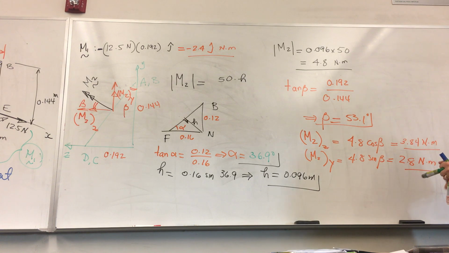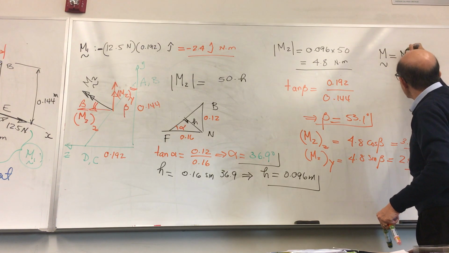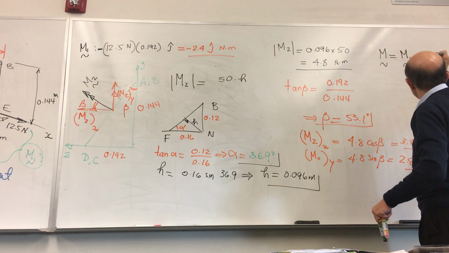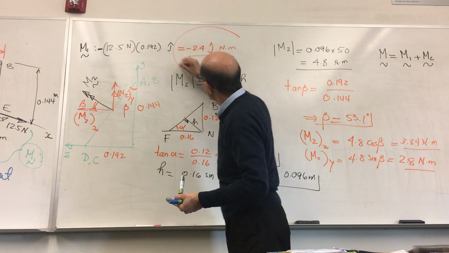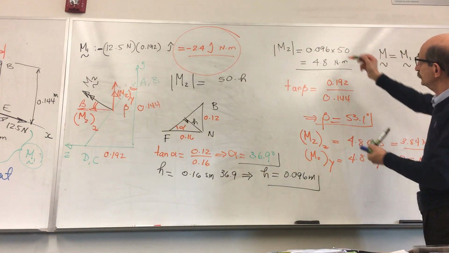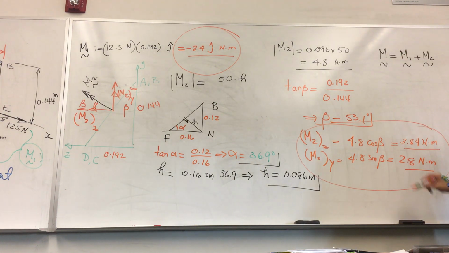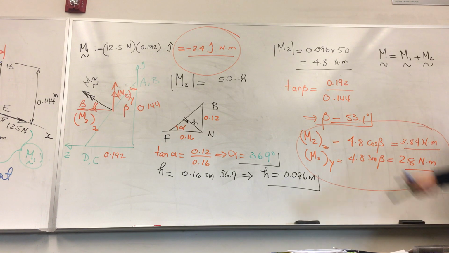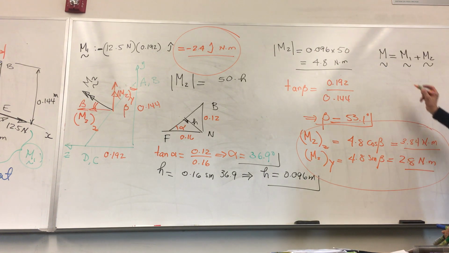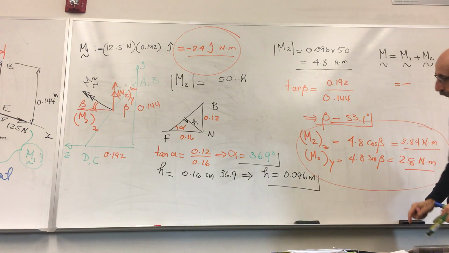So the total moment is the sum of all these vectors, right? So M, which is the moment you want, is M1 plus M2. So you just add this vector and this vector M2, which has these two components. This is the K component, and this is the J component. So negative 2.4 plus 2.4, right? So M would become negative 0.4, right? Just 0.4.